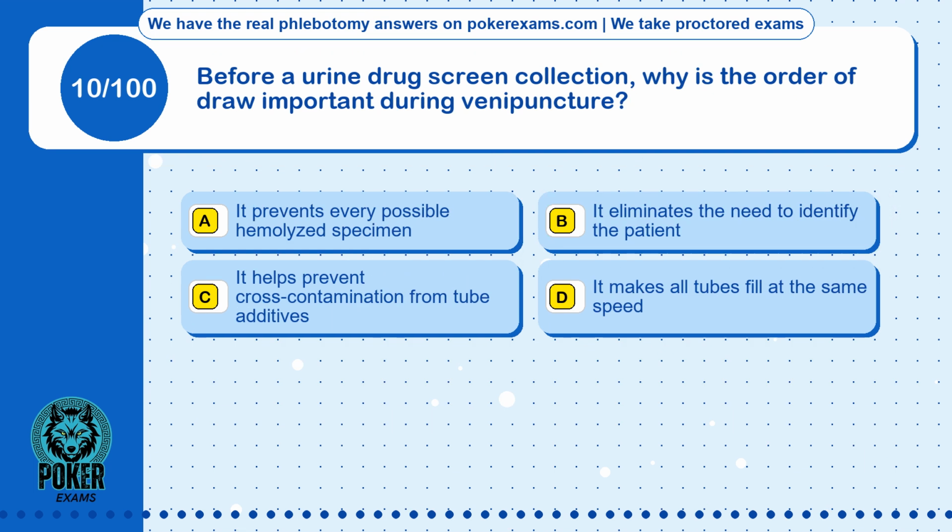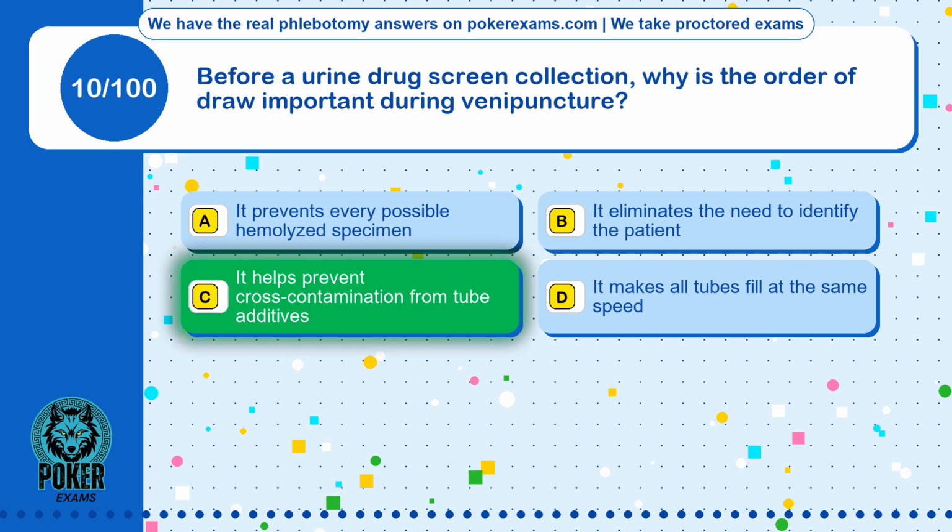Question 10. Before a urine drug screen collection, why is the order of draw important during venipuncture? Option A. It prevents every possible hemolyzed specimen. Option B. It eliminates the need to identify the patient. Option C. It helps prevent cross-contamination from tube additives. Option D. It makes all tubes fill at the same speed.